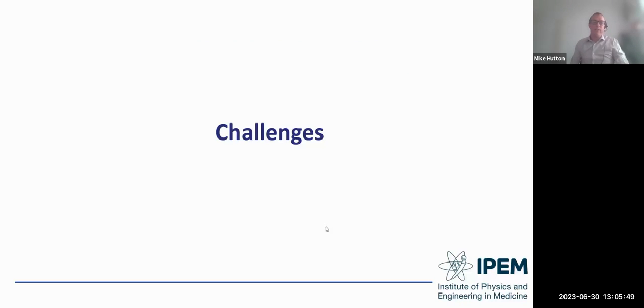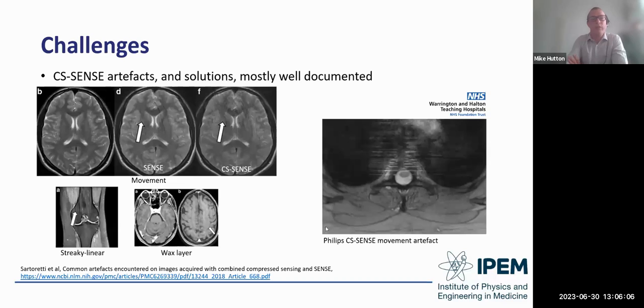Okay, so hopefully there's enough examples there just to give you a flavour of what's possible with the Philips software, in particular, the new AI CS sense option. So I'm just going to talk a little bit now about some of the challenges in implementing the Philips AAT software, and starting with the very obvious one, which is artifacts.